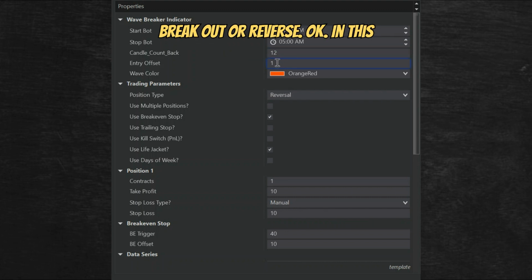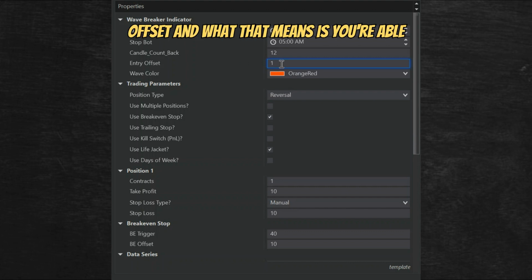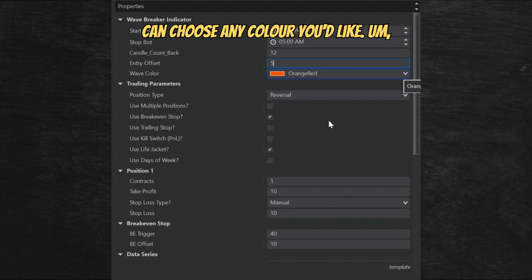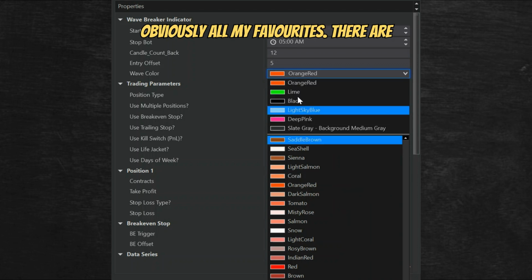And that wave is going to be that support and resistance that you'd like to either break out or reverse. In this version, you're able to have an entry offset. What that means is you're able to change that to say 5 ticks or whatever it may be. These are in tick values, so price might just punch out of that wave by a couple of ticks. But if you set it to say 5, it won't get into the trade, because your buy stop and your sell stop will be at 5 ticks above or below the wave. You can also change the wave color. You can choose any color you'd like. I've obviously got my favorites.